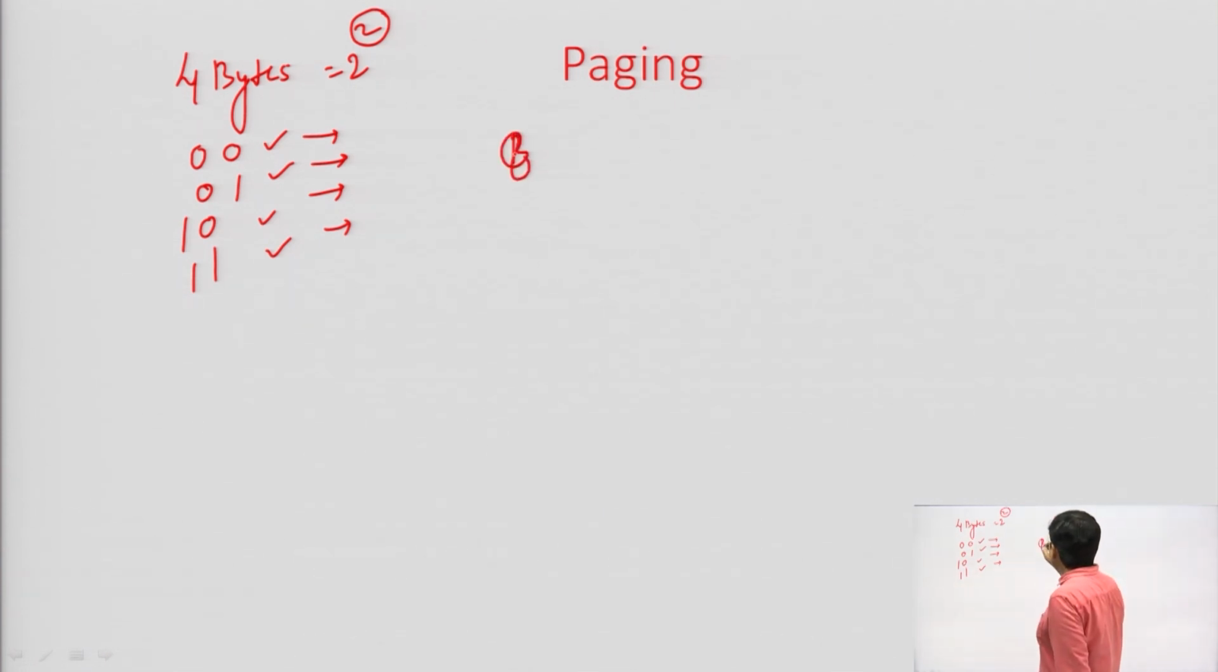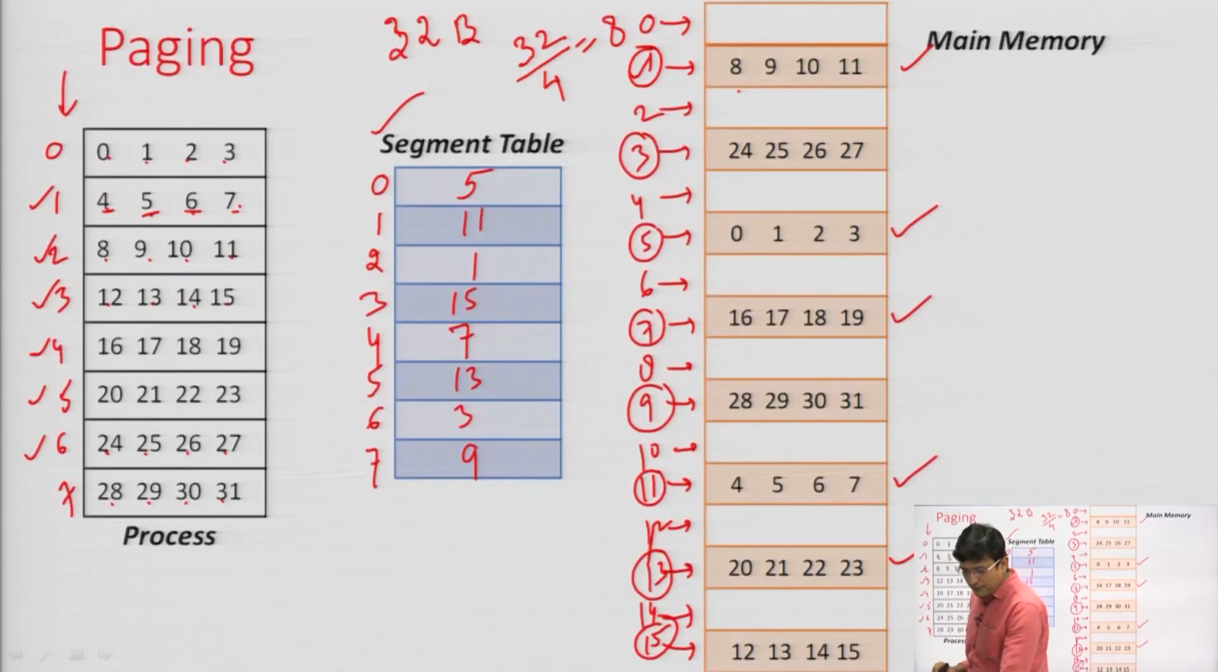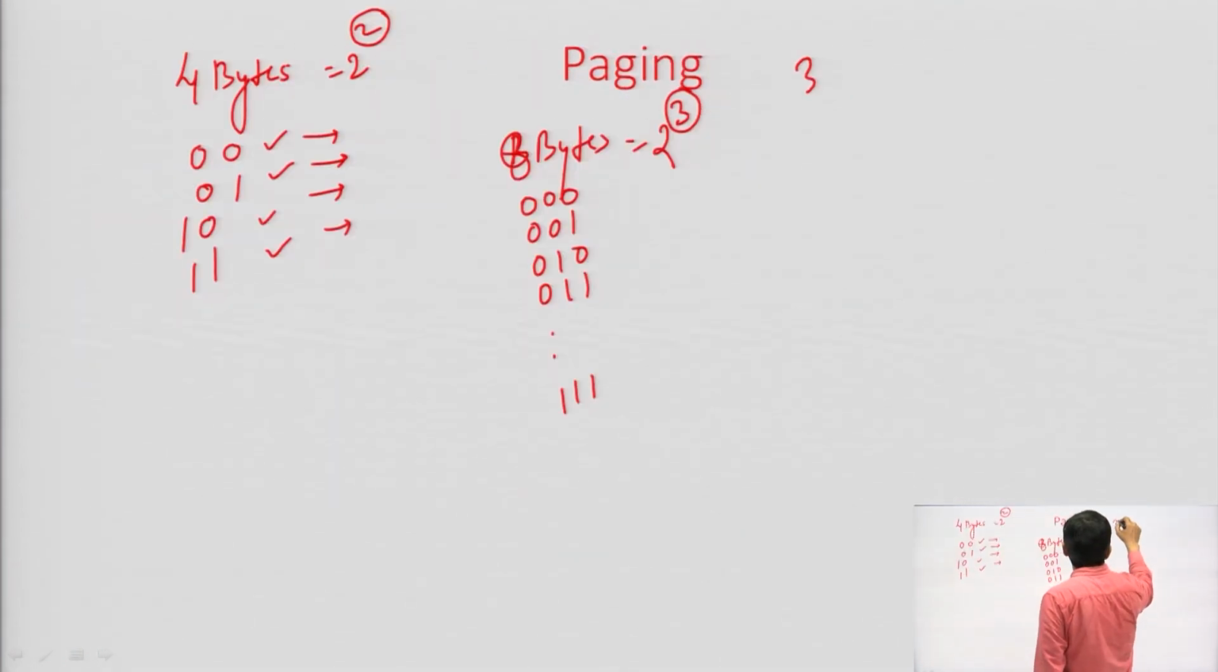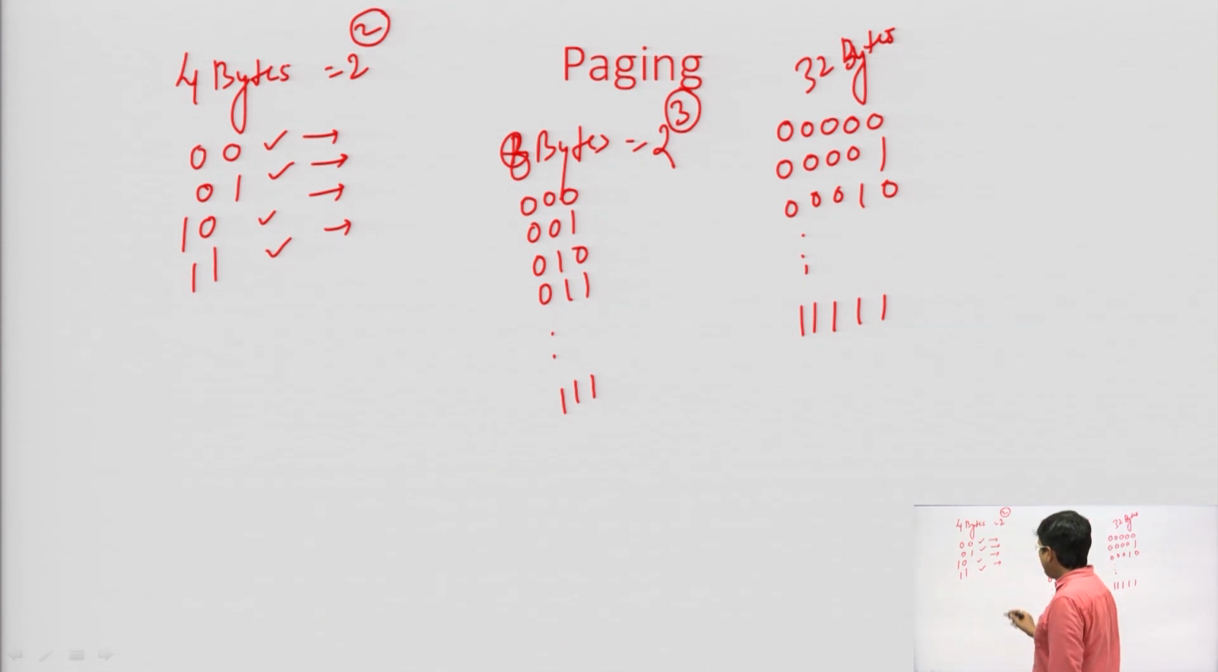Similarly, let us say we have 8 bytes. Then the addresses would be 000, 001, 010, 011 and so on and so forth. Last will be 111. So, the address is of 3 bits. In the example that we took here, we have 32 bytes in a process. In case we have 32 bytes in a process, the 32 bytes can be referred to with a 5-bit address 00000, 00001, 00010 and so on and so forth. Last one will be 11111. So, 5-bit address will be there for 32 bytes. Then what we have done, all the 32 bytes have been divided into 4-byte pages.